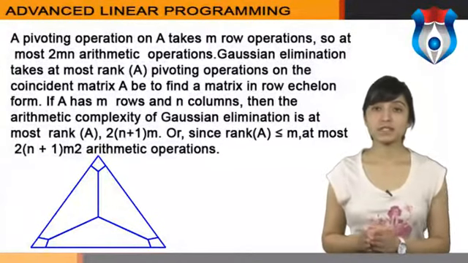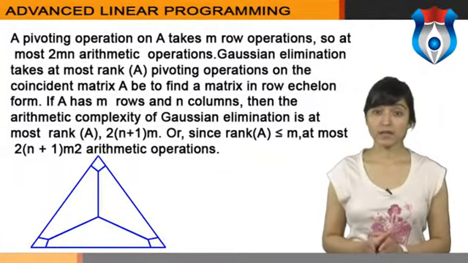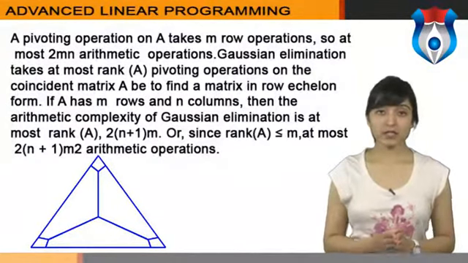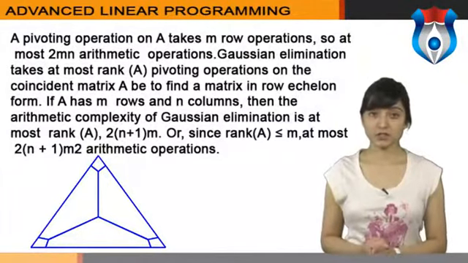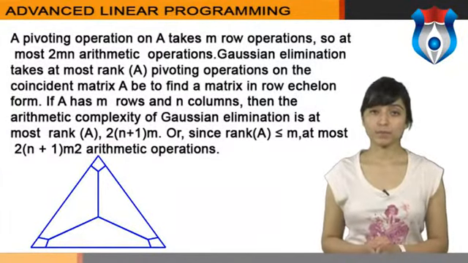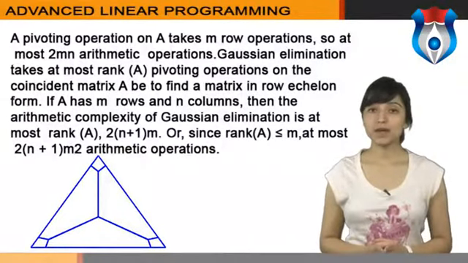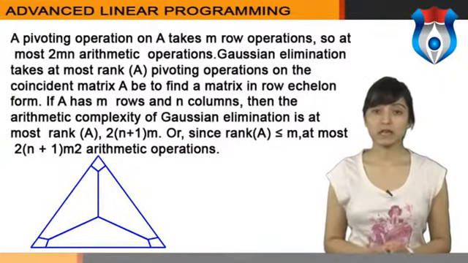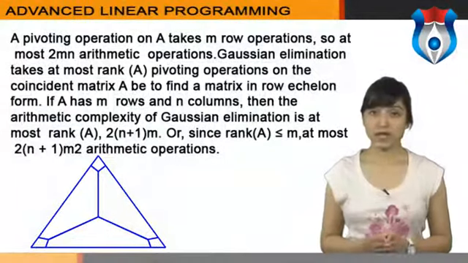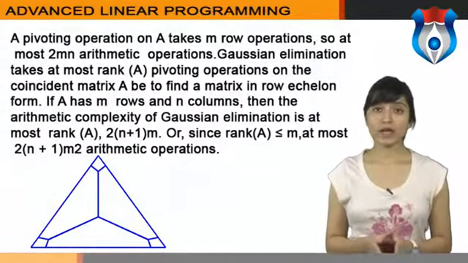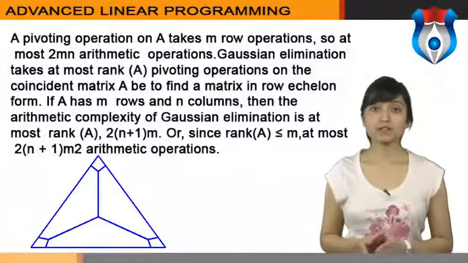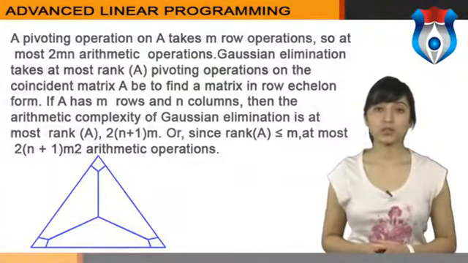Gaussian elimination takes at most rank A pivoting operations on the augmented matrix A to find a matrix in row echelon form. If A has m rows and n columns, then the arithmetic complexity of Gaussian elimination is at most rank A times (2n plus 1) m, or since rank A is less than or equal to m, at most (2n plus 1) m squared arithmetic operations.